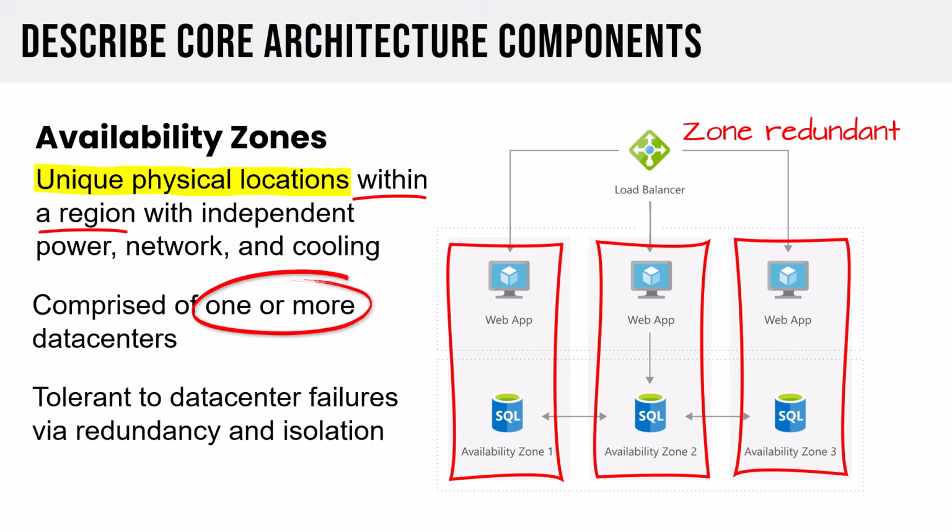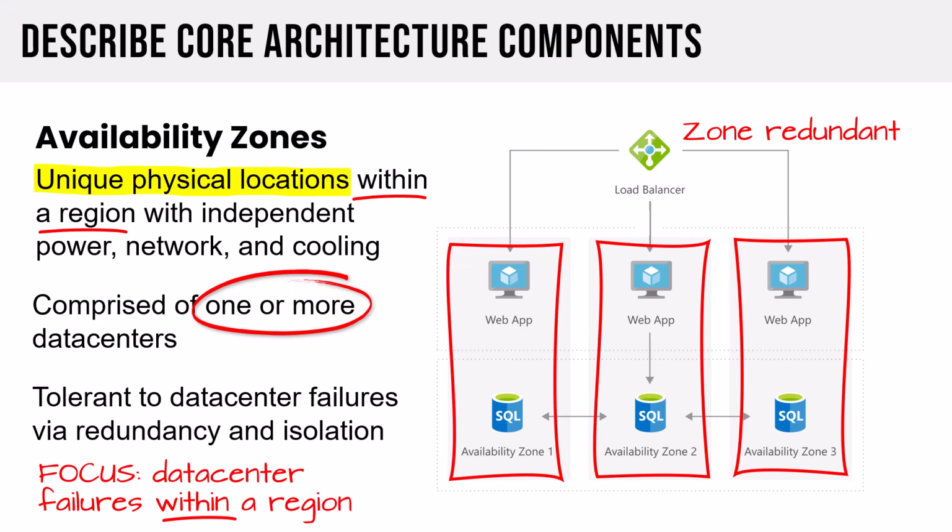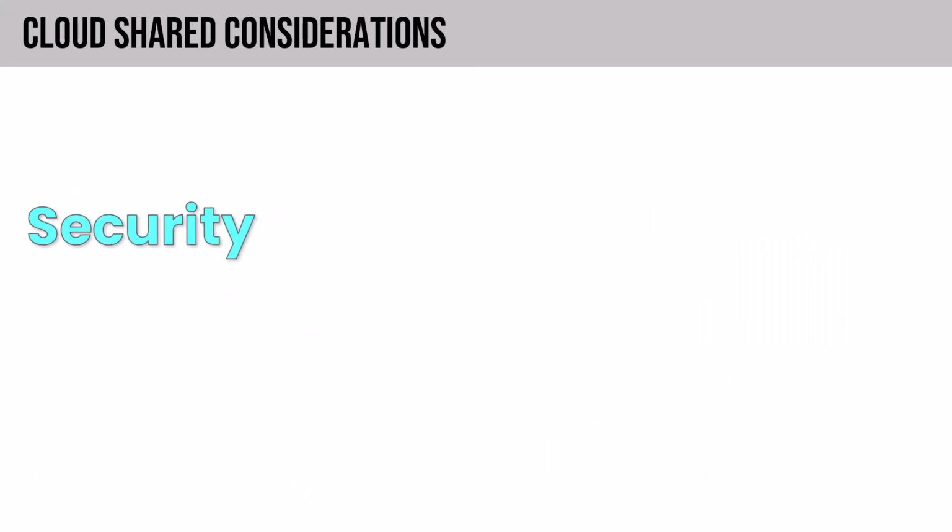So, for example, West US for Azure is not a single data center sitting in the West US. It's several data centers, multiple data centers within that region, fairly close together, that give us these availability zones. But the focus here is data center failures within a region. But know that these concepts exist equally in AWS and Google Cloud Platform. I just wanted to give you an example in case you don't have exposure.